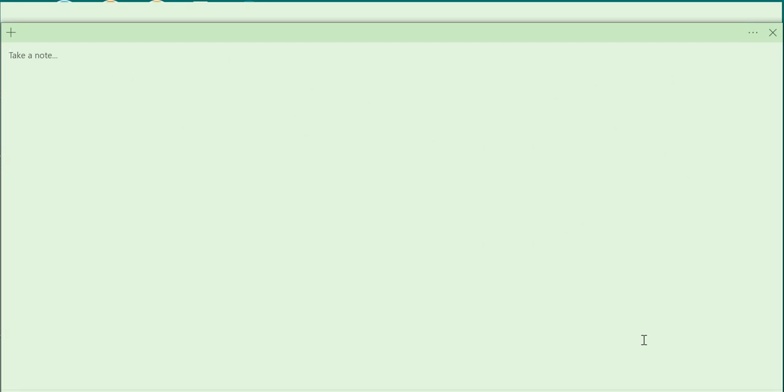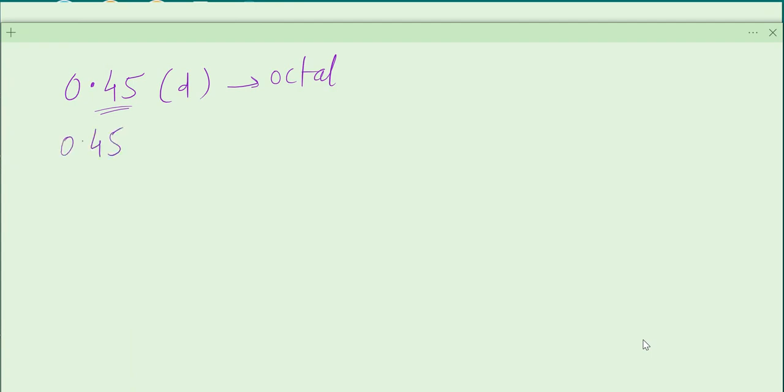Consider any fractional part. Suppose the fractional part is 0.45 decimal, and we want to convert this into octal. Octal means base 8. So multiply this fractional part by 8. So 0.45 multiplied by 8. Now we need a calculator to calculate this, so let's use the calculator.